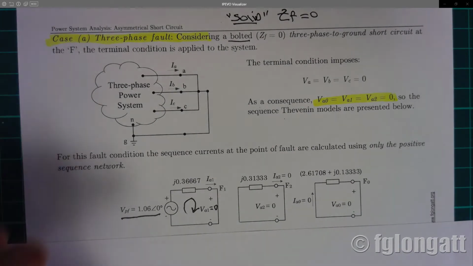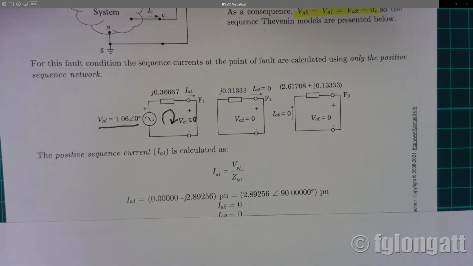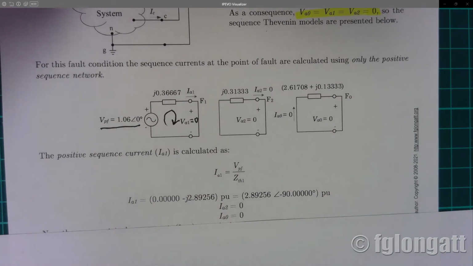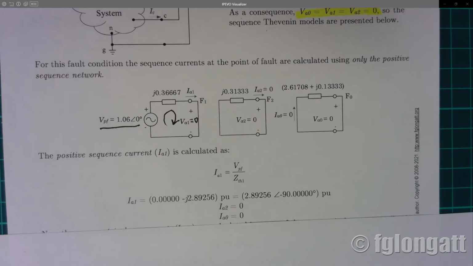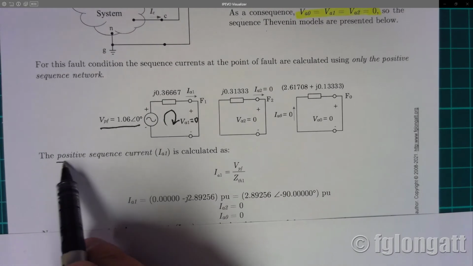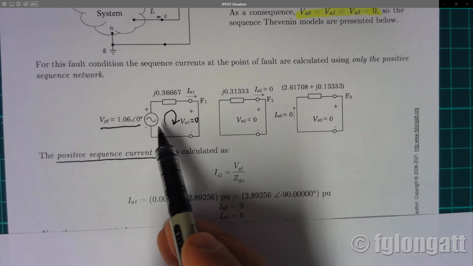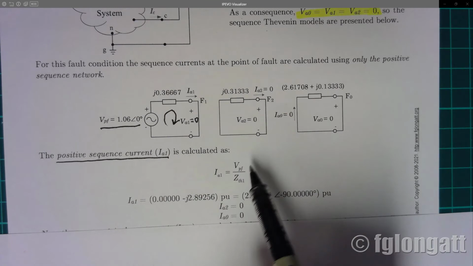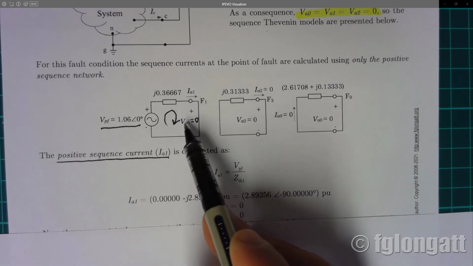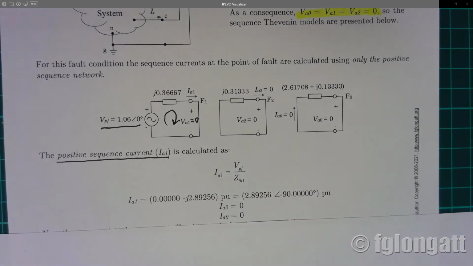To be honest, it's very simple for my students. This is circuit analysis. And from circuit analysis, we can see that the positive sequence current is the division between the voltage, the pre-fault voltage, divided by the total impedance in this circuit, and that is the positive sequence Thevenin impedance.